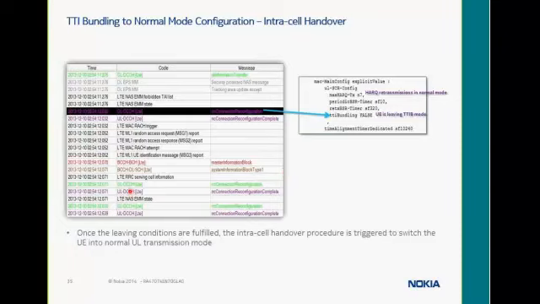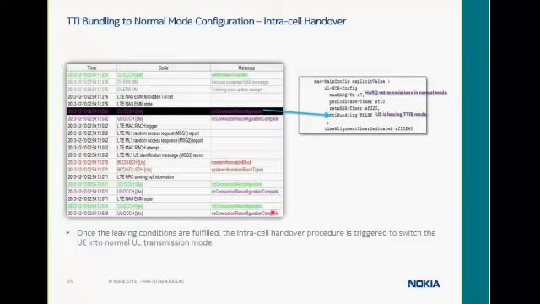And when I get that RRC reconfiguration complete from my UE, so here's my RRC connection reconfiguration message is complete. That's where the subscriber says, yes, I'm out of TTI bundling mode. Here's where the command came. Then I have the RRC connection reconfiguration complete, and the subscriber is now out of TTI bundling mode. Although we have to do the intra-cell handover procedure to switch modes in the end.